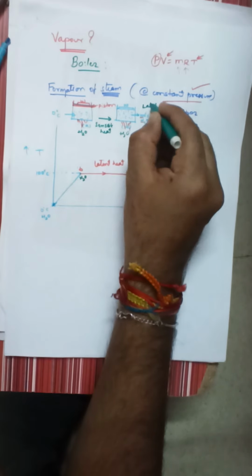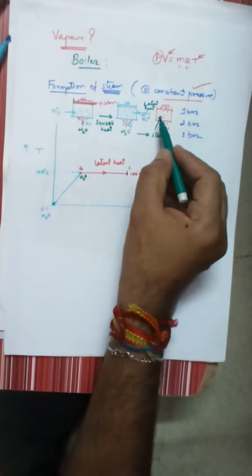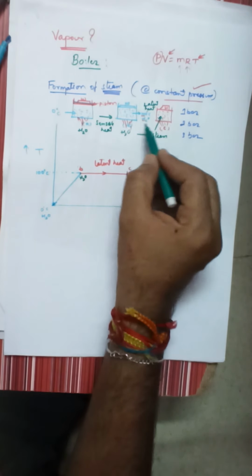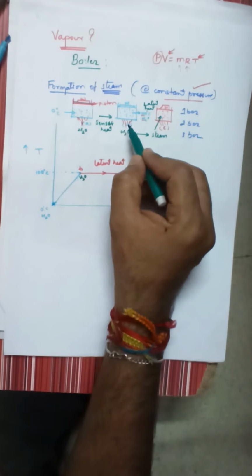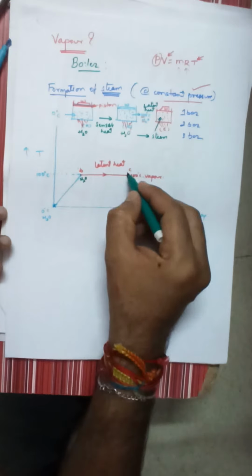I have written here latent heat. Latent heat is the amount of heat supplied to a substance in which the temperature is constant, but there will be a change of phase from water to steam. So now it is steam.